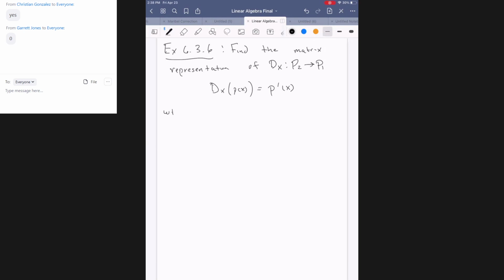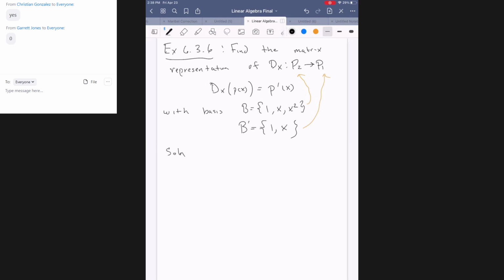So with the basis B equal to {1, x, x squared} and B prime equal to {1, x}. This one is the basis for P2 and this one's the basis for P1. Okay, so what do we have to do? Well, first we need to build the matrix, right? So, solution.